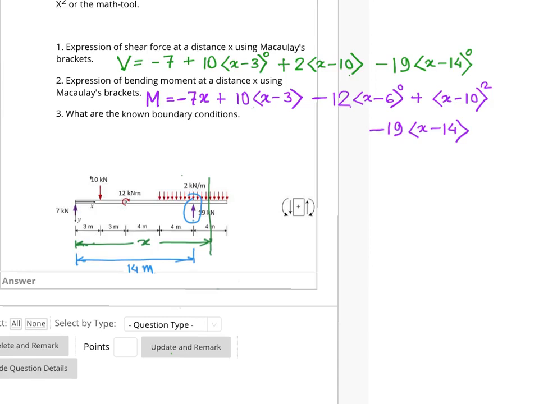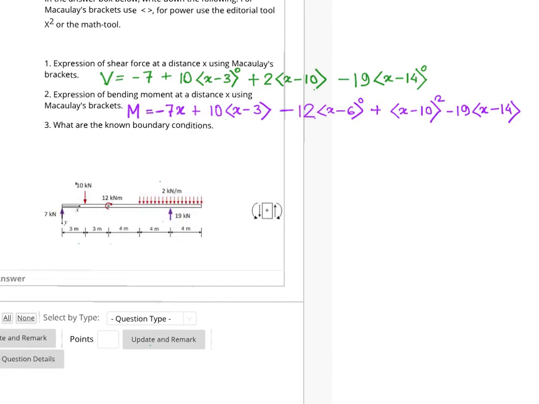Let me just write it in a slightly tidier way. So these are the expressions of shear force and bending moment. Make sure that you revise this properly and understand each and every term here carefully.